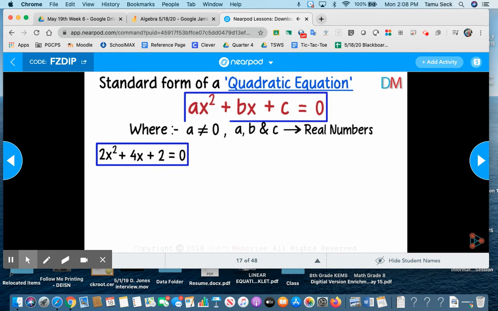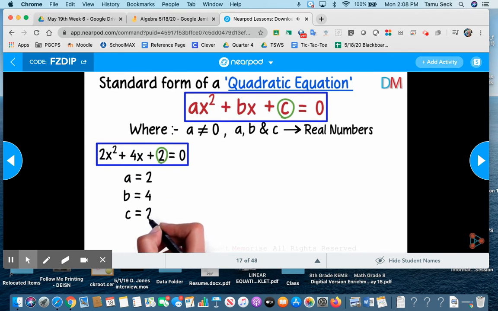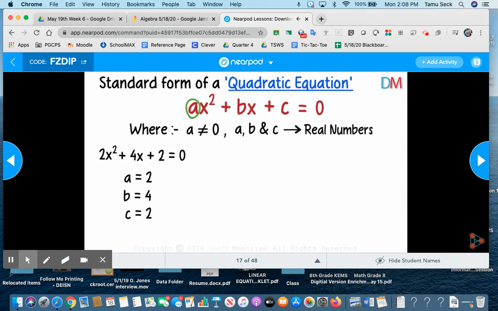Comparing it to the standard form, we get a as 2, b as 4 and c as 2. A is the coefficient of x squared, b is the coefficient of x, and c is the constant. This is called a quadratic equation in variable x.